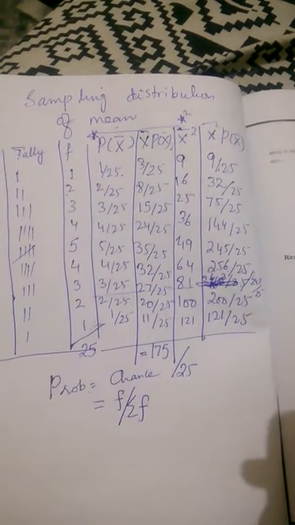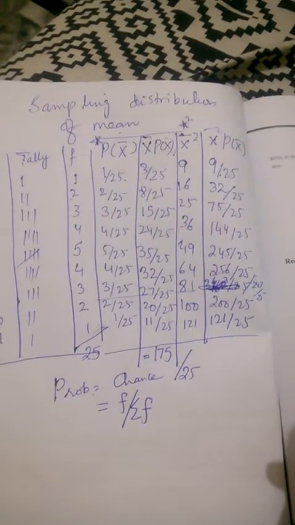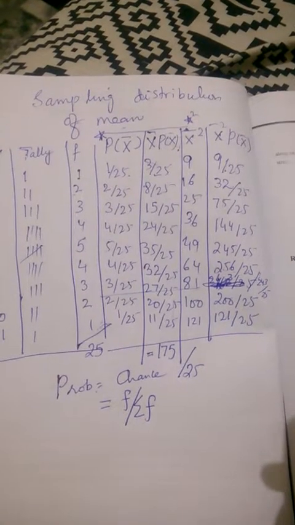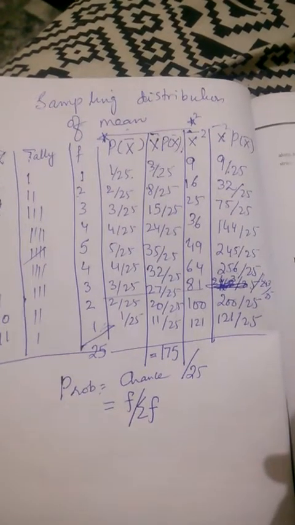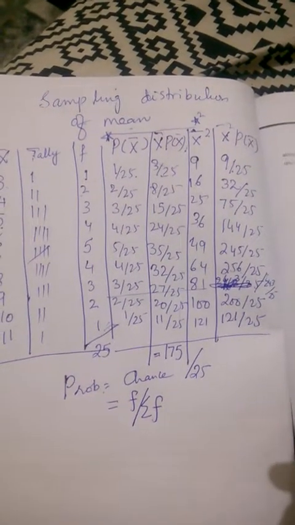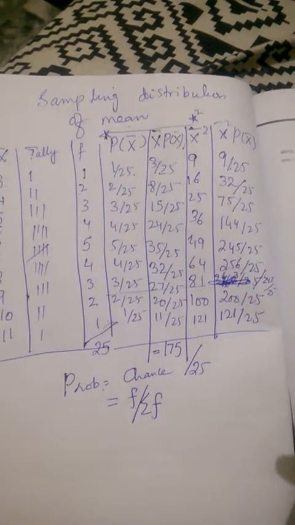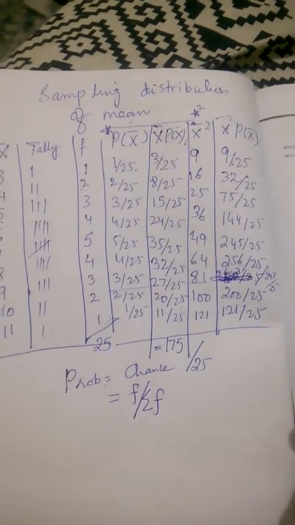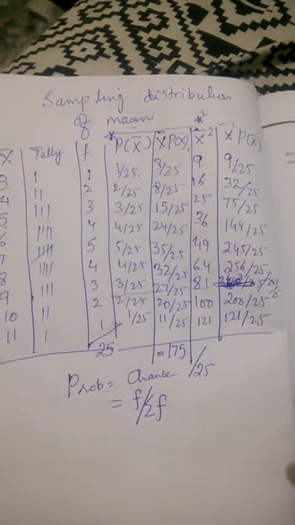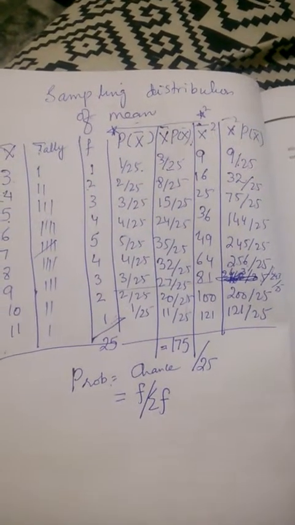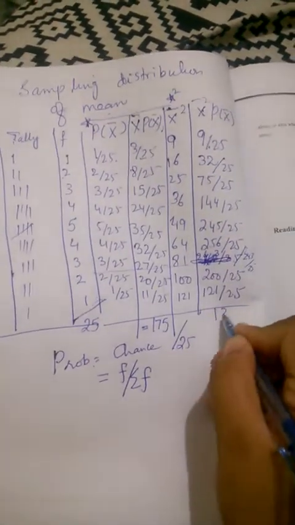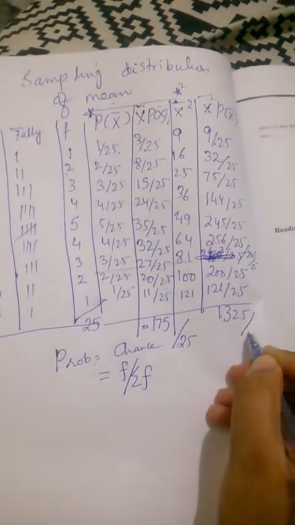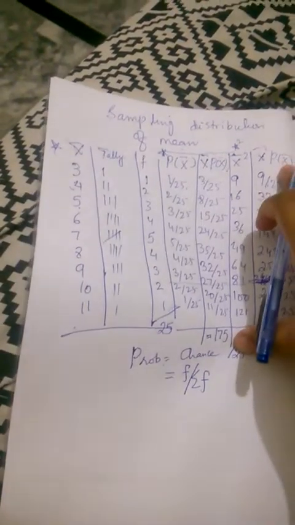9 plus 32 plus 75 plus 144 plus 245 plus 256 plus 243 plus 200 plus 121. Your answer is 1325 divided by 25. Now the step of your sampling distribution is complete.